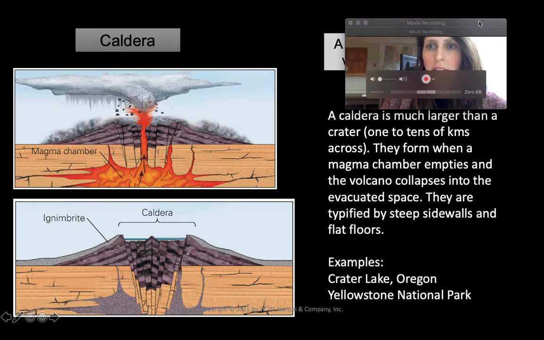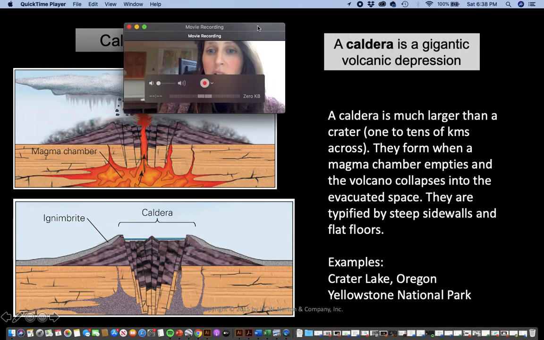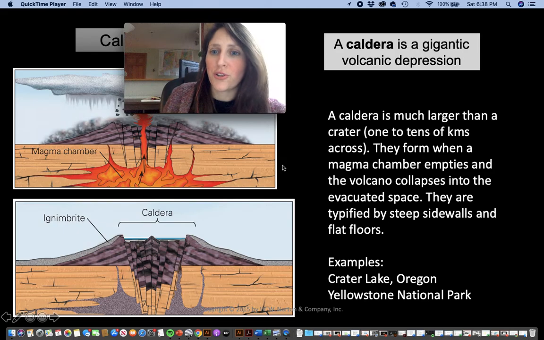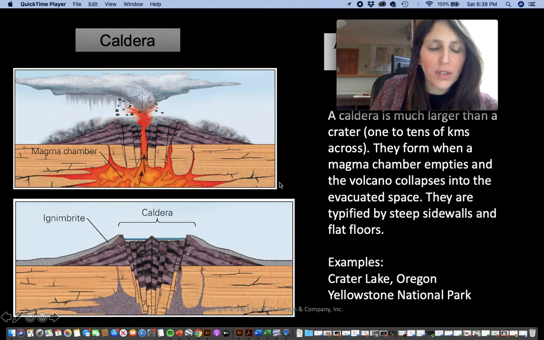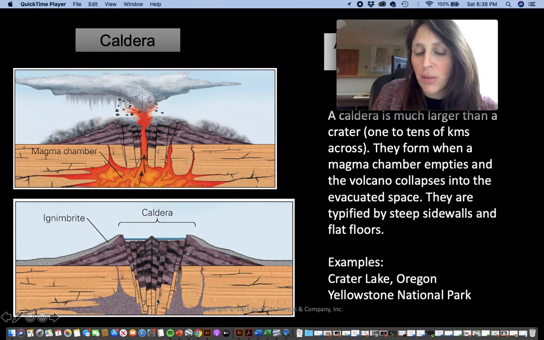Okay, so a caldera is slightly different than a crater. It's a much, much, much larger crater. They form when a magma chamber empties and the volcano collapses into the space. So you can imagine, you had a volcano at one point. This magma chamber is going to collapse, right? The material is going to give way and collapse this structure here. And our volcano material is going to fall into the magma chamber that has collapsed.